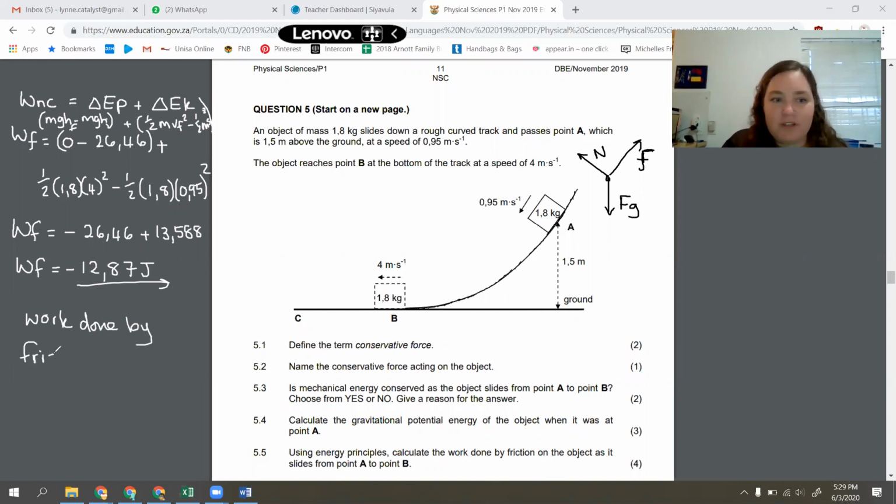Friction will never do positive work. It only ever removes mechanical energy from something. So work done by friction is always, with no exceptions, negative.